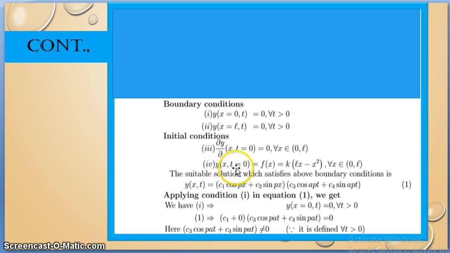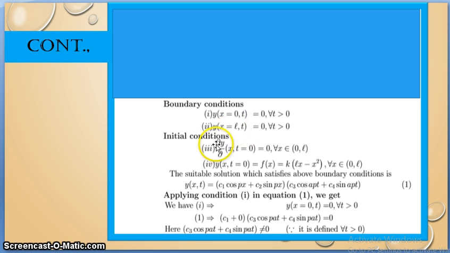Next, the initial condition is dou y by dou t of (x, 0) equal to 0. Then y of (x, 0), that is f of x, equal to k into (Lx minus x square) in the interval 0 to L. This is given in the problem. So be careful, writing down the boundary conditions is very important. So y of (0, t), y of (L, t). Here I can mention x equal to 0, x equal to L. Similarly here t equal to 0, t equal to 0. These are identifications when writing from the problem.